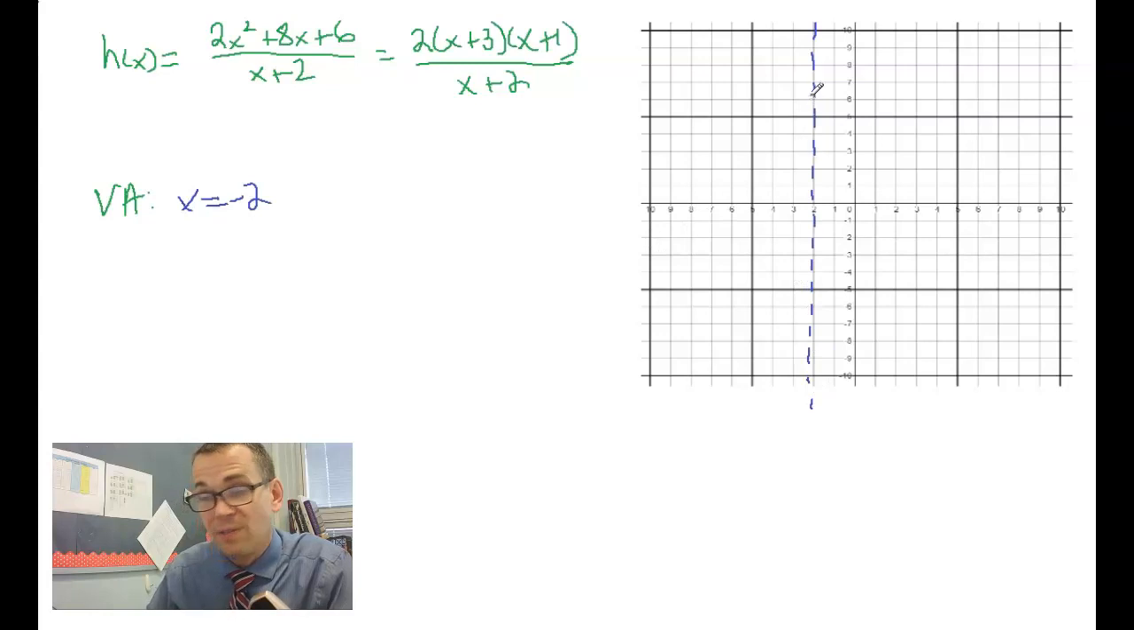As the graph approaches -2, it'll veer up or veer down. When you write what the vertical asymptote is, you can't just say -2. It has to be the equation of a vertical line. So a vertical line has the equation x equals whatever that is.